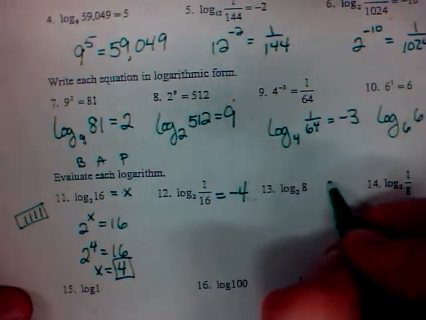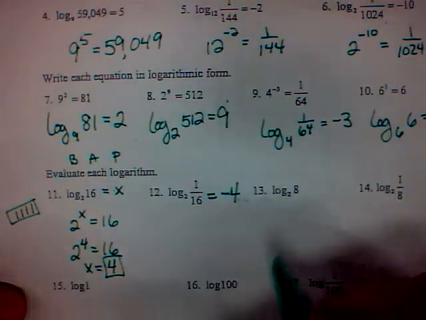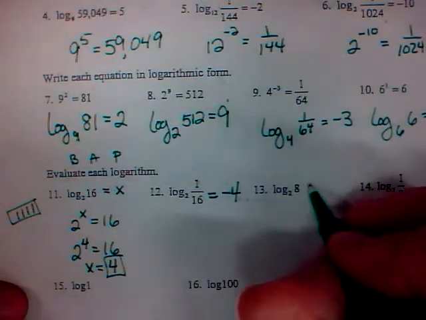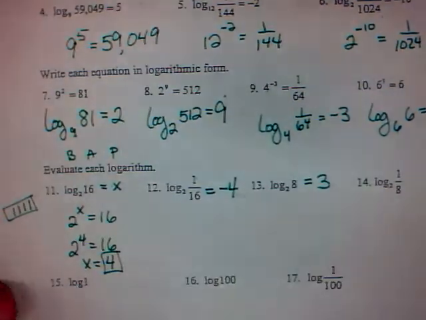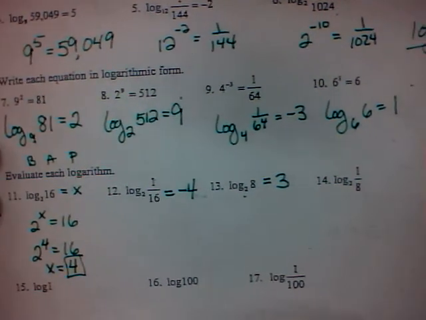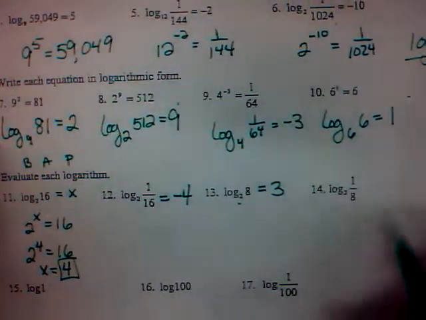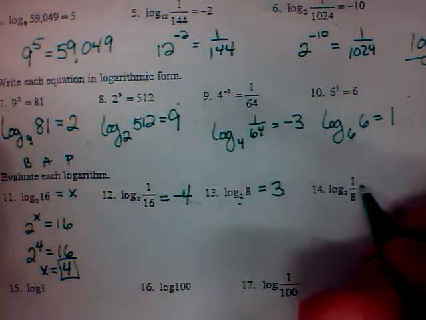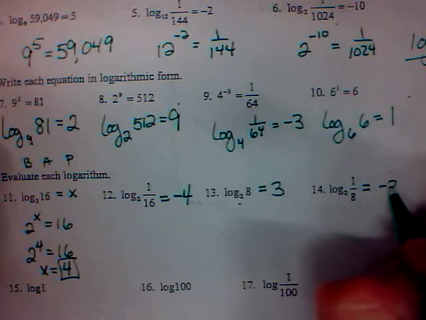On 13, 2 to what power gets you 8? Well, 2 times 2 is 4, times 2 is 8, so that looks like we need 3. So 2 to the 3rd power gets you 8. Well, if 2 to the 3rd power gets you 8, then 2 to what power gets you 1/8? Well, that would have to be -3.